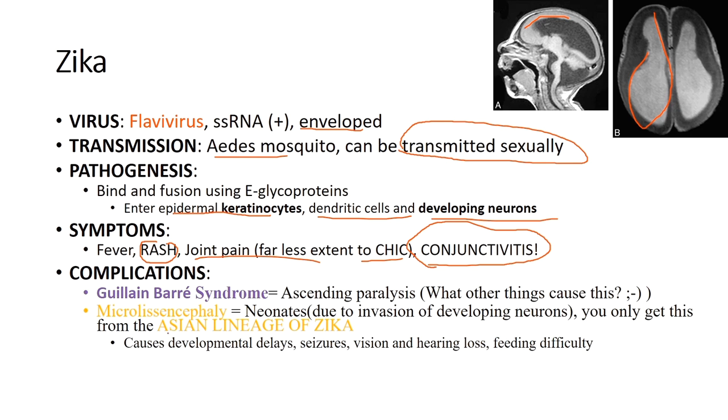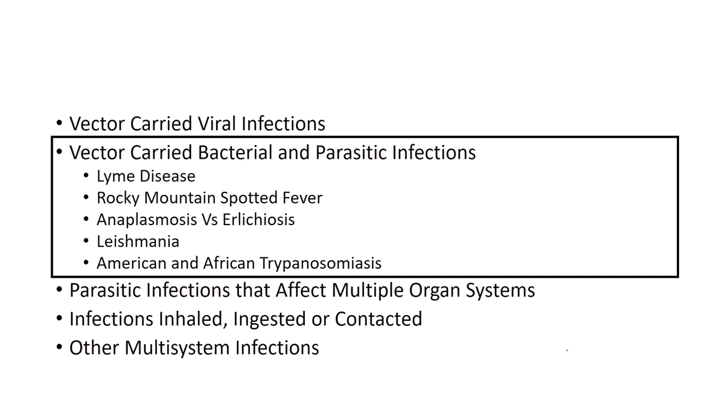There's African type and Asian lineage of Zika virus, and specifically only the Asian lineage of Zika can actually cause this infection. And I want you to maybe circle this. If you printed these notes, this is a high-yield point: for microlissencephaly or microcephaly, the Asian lineage for Zika is the only one that does that. The African type is not. This can cause a lot of developmental delays and seizures, vision and hearing loss, and feeding difficulty in infants.